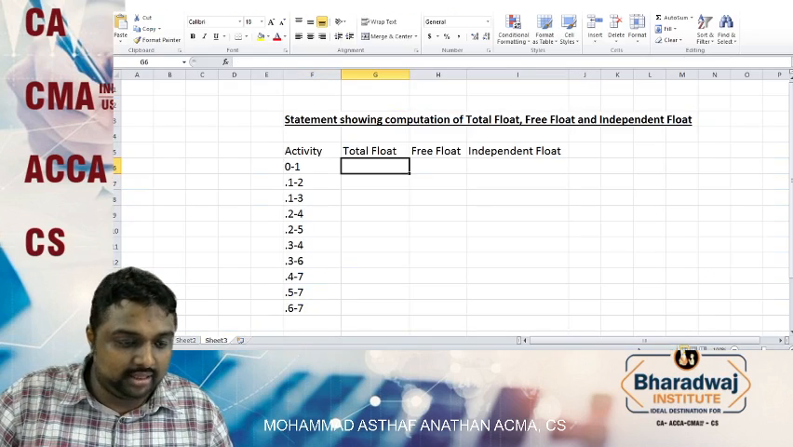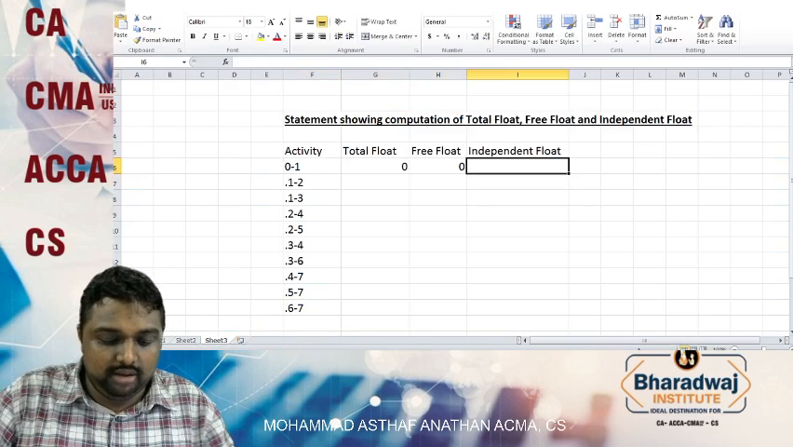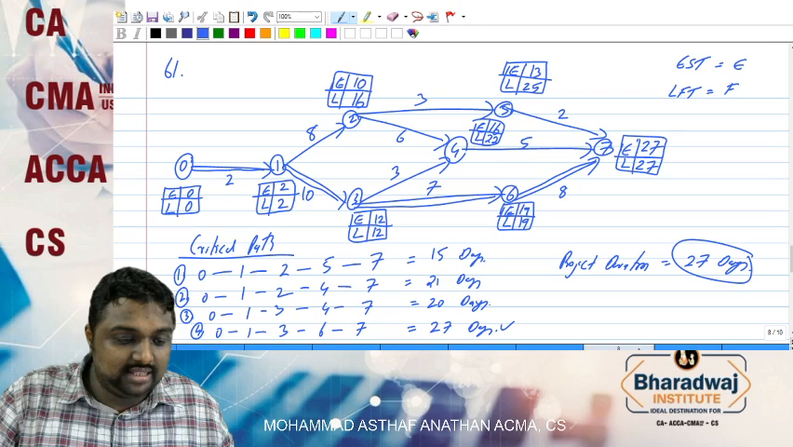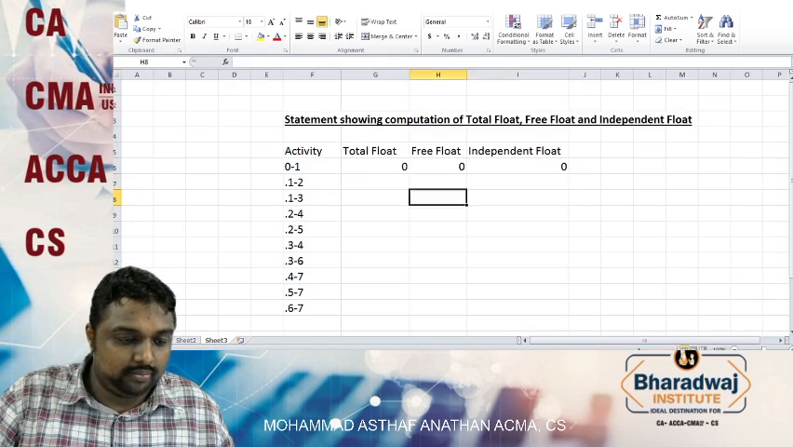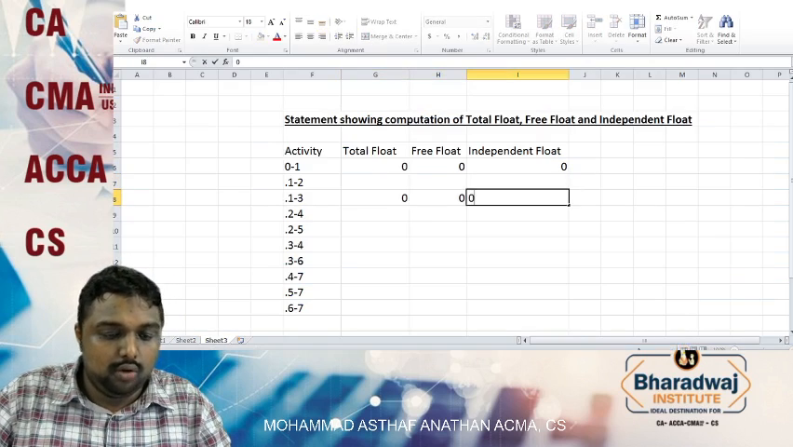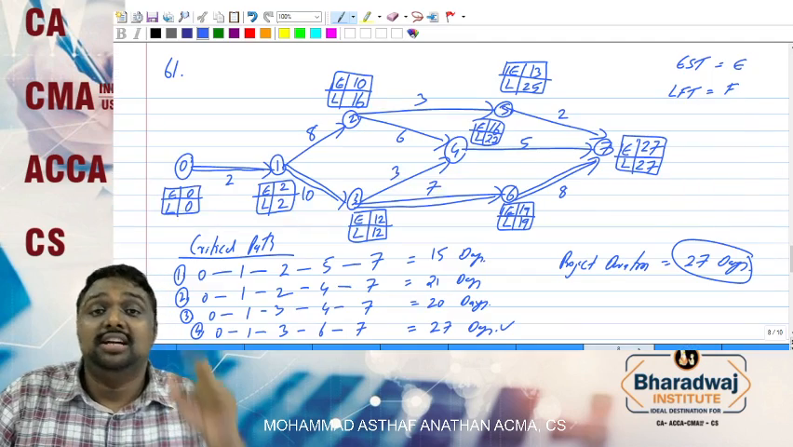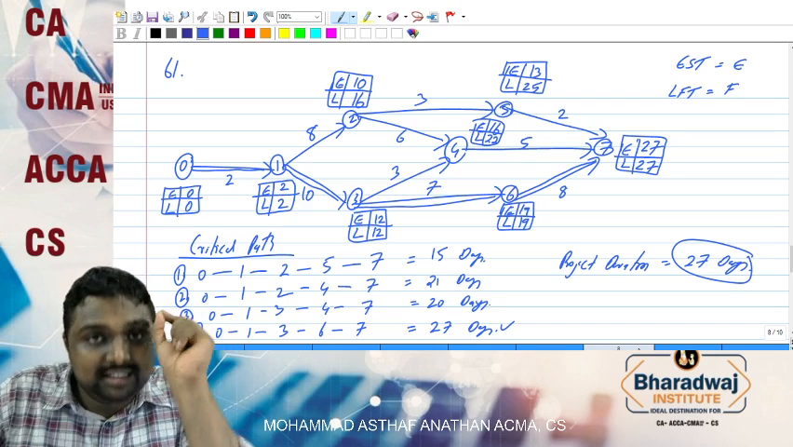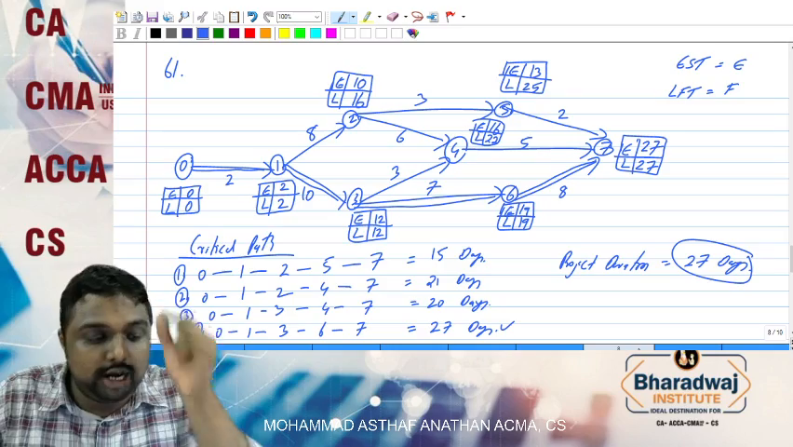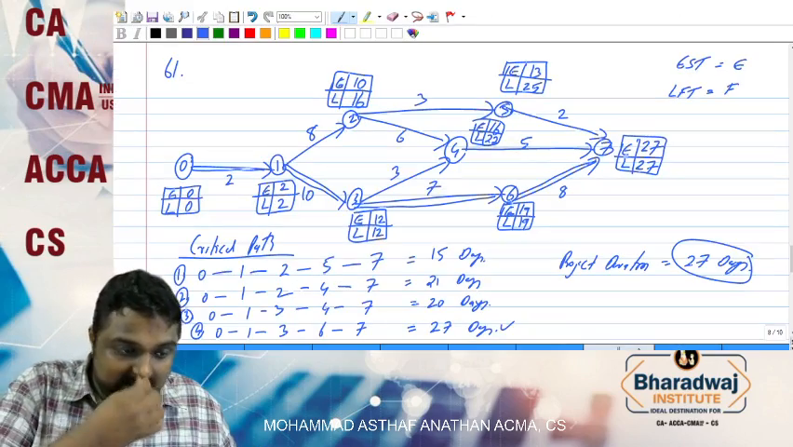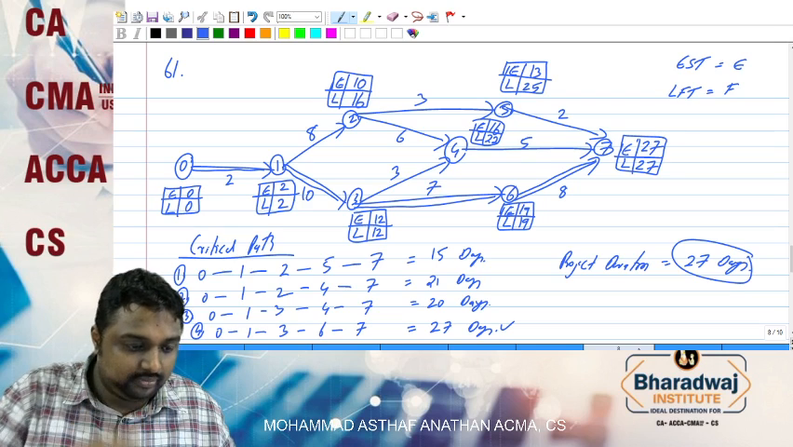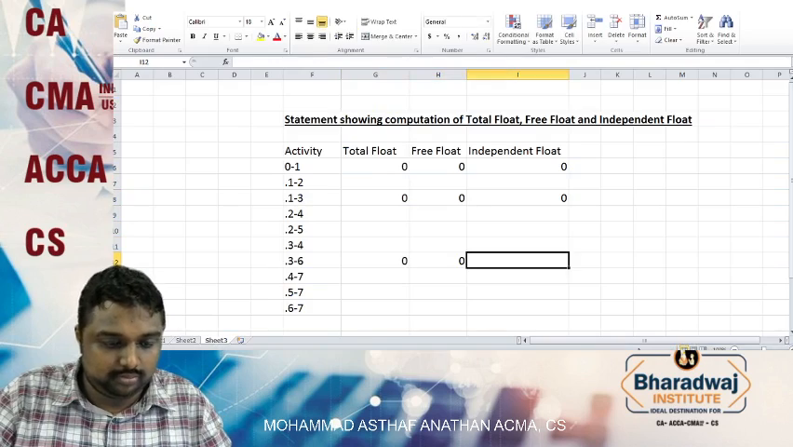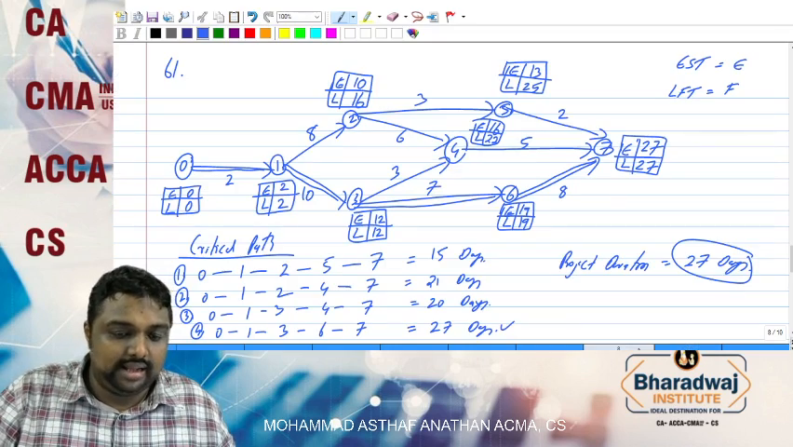Our critical path is 0 to 1. All will be 0. Why it is 0, I will tell at the end of the session. What is the next? 1 to 3. The float is also 0. Why it is 0, I will tell at the end, because this concept will help you to reduce the timing also. Next critical path is 3 to 6. Next is 6 to 7.